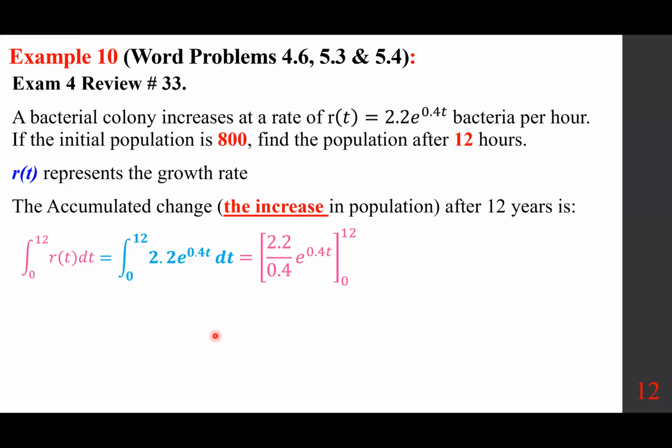And this is 22 divided by 4, which makes it 5.5. And at this point, you have to plug in 12, evaluate it, plug in 0, evaluate it, and take their difference. I'm going to leave it for everybody to do the intermediate step, and I write it with a bunch of decimals, and we find it to be 662.81. If we want to round it to a whole number, it becomes 663, and the reason we do that is because it's the number of bacteria.